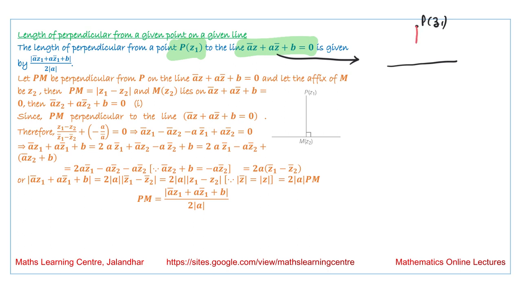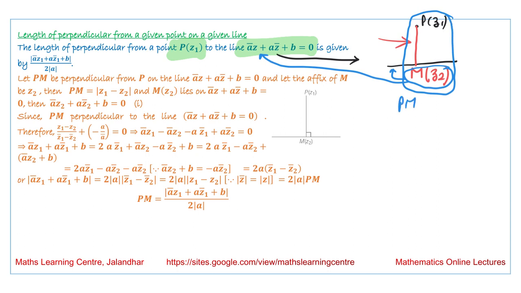So if we drop a perpendicular from this point P on this line, and we call the foot M, with the corresponding complex number Z2, then we have to find the length of this perpendicular. To tackle these kinds of problems in geometry, the first condition is that this point lies on the line, so it will satisfy the equation of the line. The second is that the line PM will be perpendicular to the given line. Using these two conditions we can find the point Z2, and then calculate the distance between Z1 and Z2.